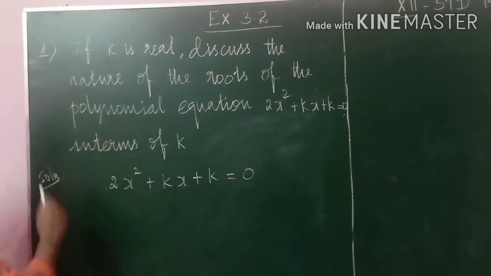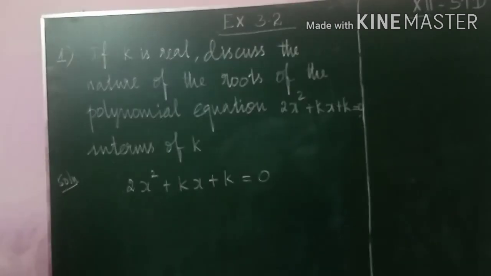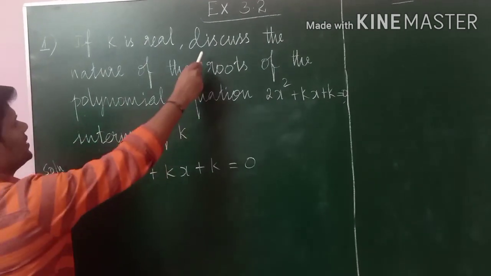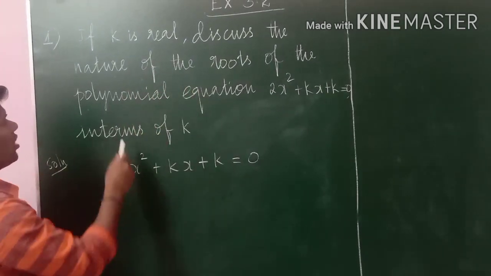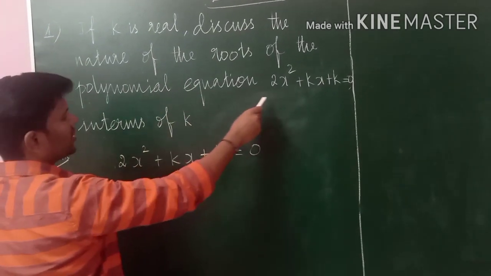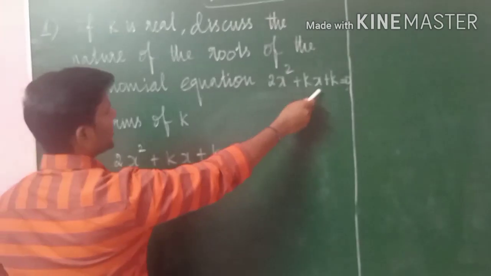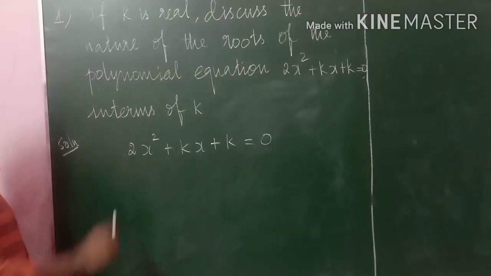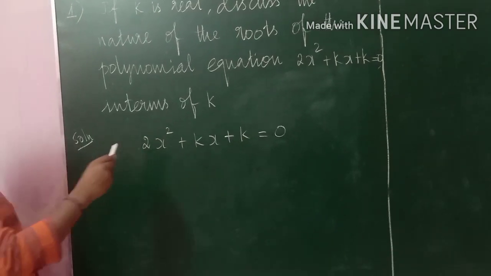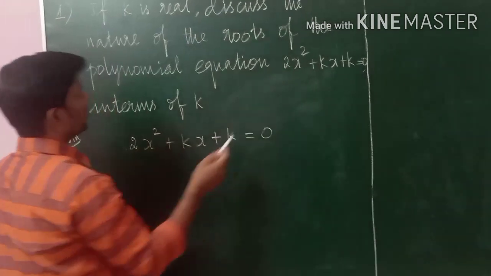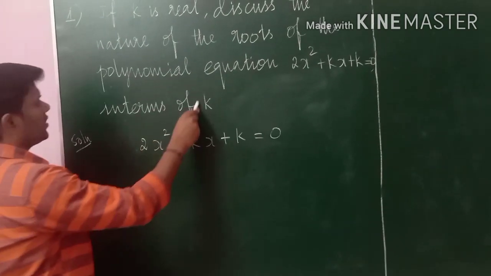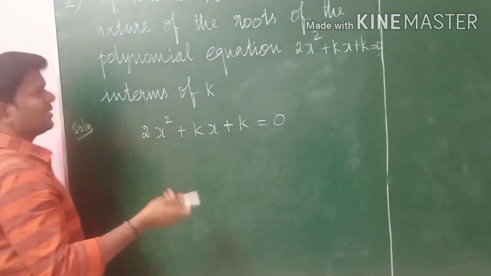Now exercise 3.2, the first sum we will solve. If k is real, discuss the nature of roots of the polynomial equation 2x square plus kx plus k equal to 0 in terms of k. So they have given a polynomial equation. We have to discuss the nature of roots in terms of the constant term k.